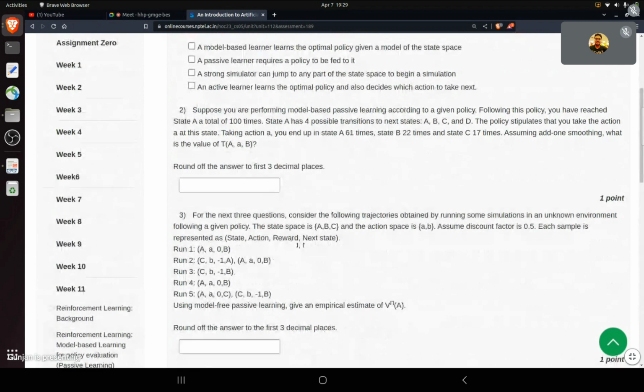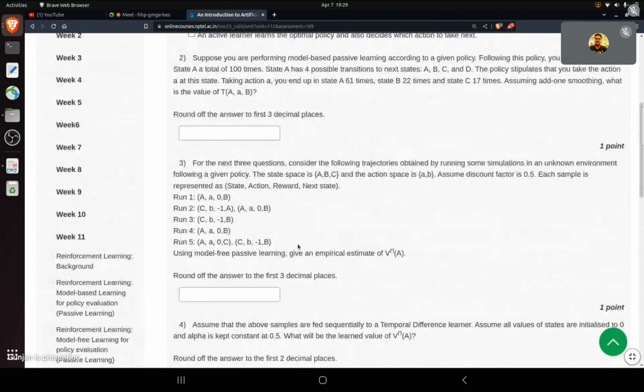Each sample is represented as state, action, reward, next state. Using model-based learning, give an empirical estimate of V pi of A. V pi of A. Yeah.